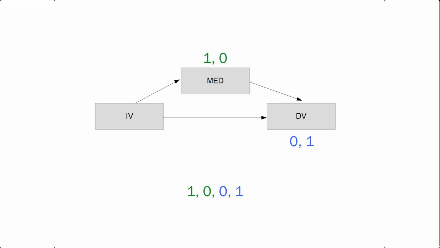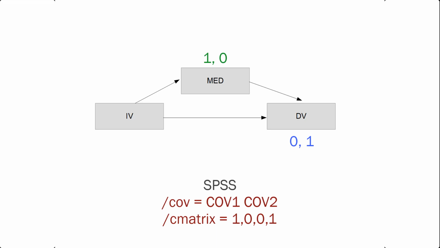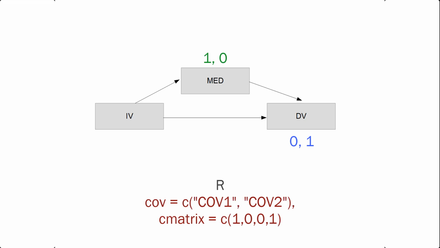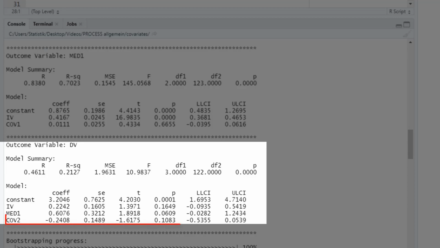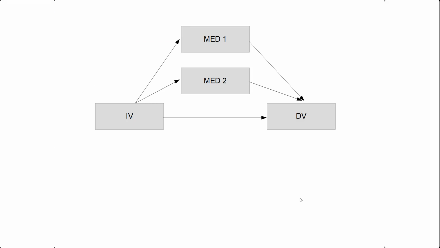We can only use the C matrix with syntax, not with the menu. So PROCESS syntax for SPSS would look like this. Here our command for the covariates, and here in addition the C matrix. PROCESS for R, here the command for the covariates, and here the command for the C matrix. Let's look at the results. Now we see for the first model we only have the first covariate, and for the second model we only have the second covariate.